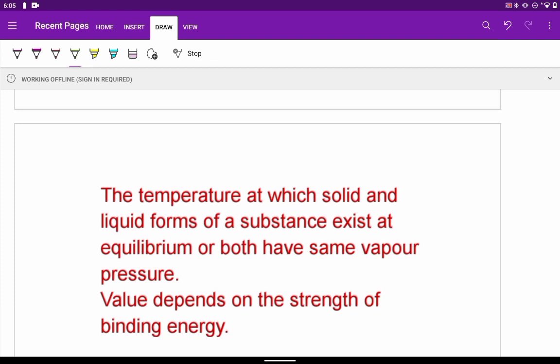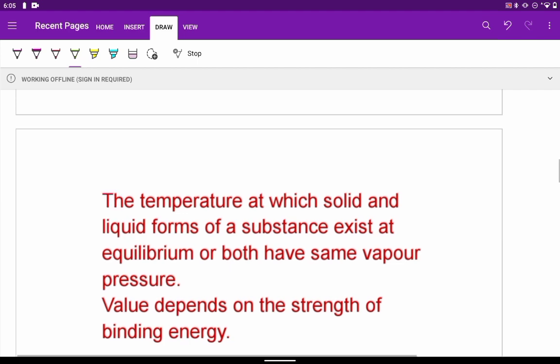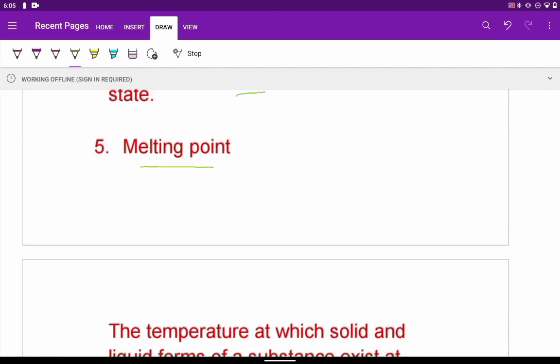Whenever we are supplying some heat energy to a particular substance, the particles will get sufficient energy and then they start moving away from their fixed positions. They will move because they gain energy. So we get a liquid state. The intermolecular space will increase. So from the solid we arrive at the liquid state. But when a particular temperature arises, when there is an equilibrium between the solid and the liquid state, we call this temperature as the melting point.